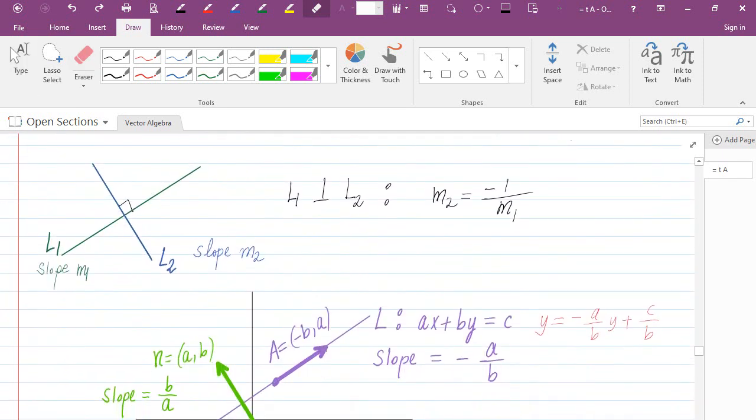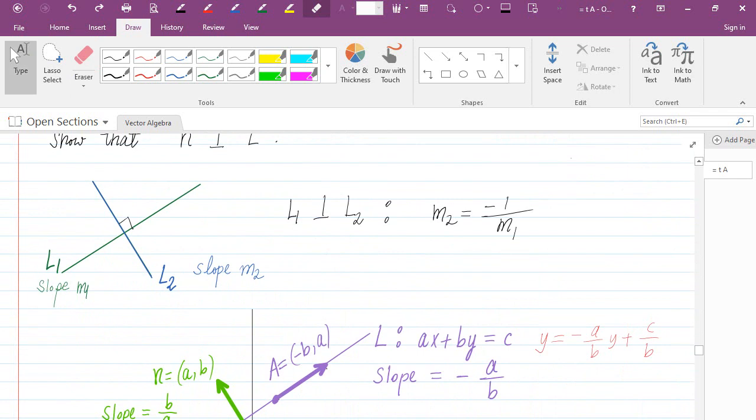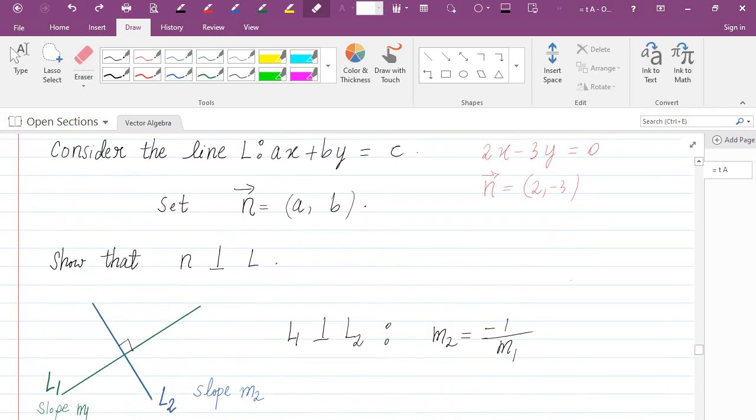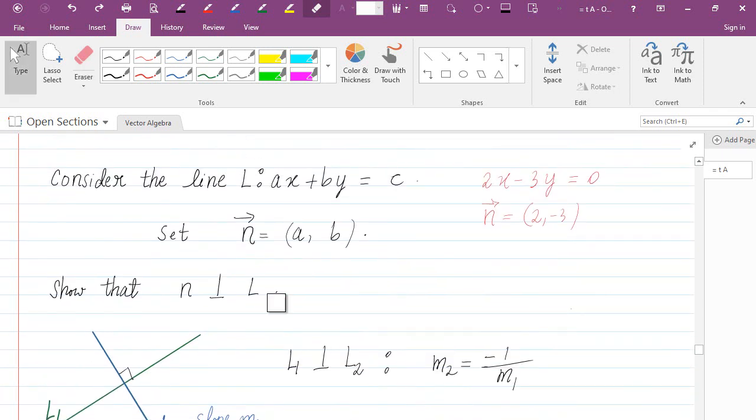Recall that two lines L1 and L2 are perpendicular if and only if the slope of one of them is equal to the negative reciprocal of the other one. So if m1 is the slope of L1 and m2 is the slope of L2, then L1 and L2 are perpendicular if and only if m2 is negative 1 over m1. Okay, so let's now try to prove this fact.